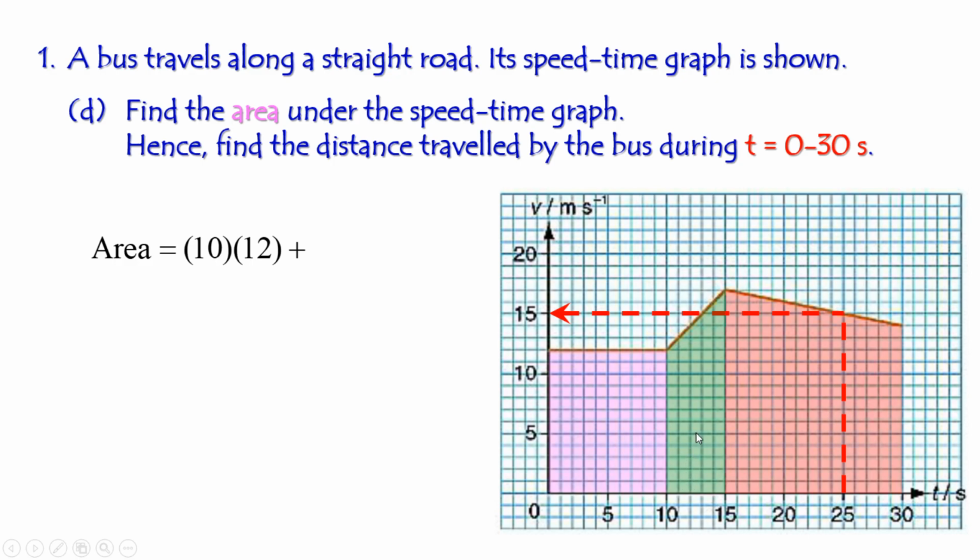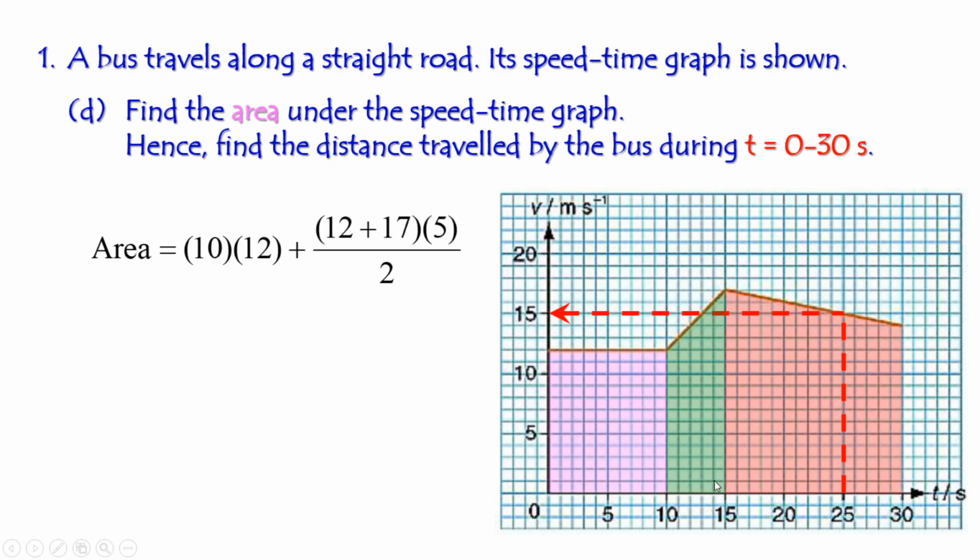So how do you find the area of a trapezium? You can use the upper length, which is 12, plus the lower length, which is equal to 17, and then times the height. The height of this trapezium is 15 minus 10, which is equal to 5, and then divided by 2. Then you can get the area of the green part of this figure. And for the last figure, it is another trapezium, so you can use a similar method.